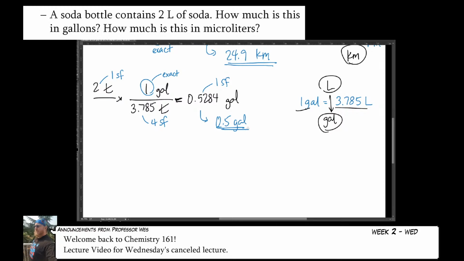And you could try and test that. If you have a gallon milk jug and you wash it out really well, you could dump two 2-liter bottles of soda in it. You should fill it. Maybe have a little bit more because of this.